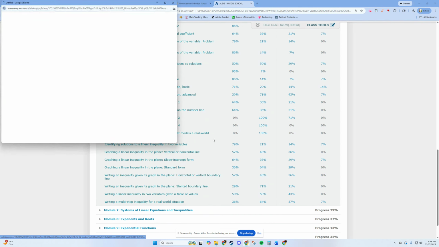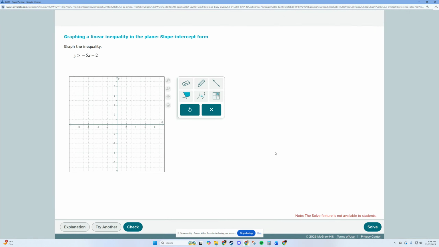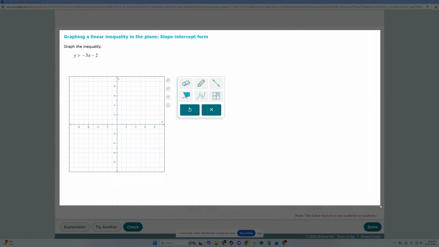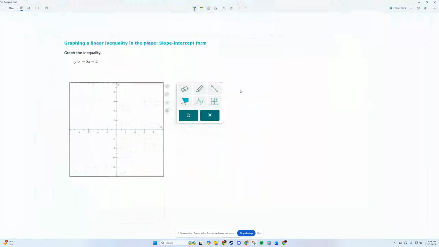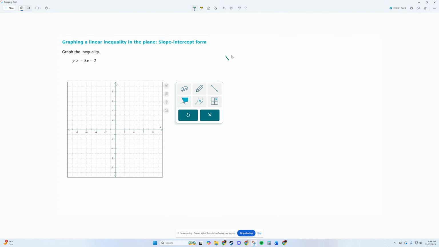Okay, now let's try one in slope intercept form. So how do we do this? Well, basically you graph the line, test the point, shade. So let's just pretend it's y equals -5x minus 2. Go to -2, go down 5 over 1, or go up 5 over 1. Okay, cool.